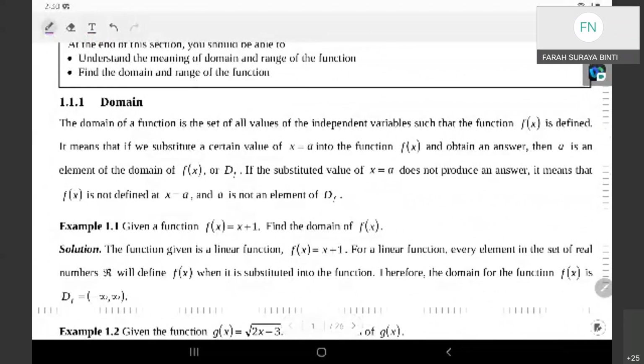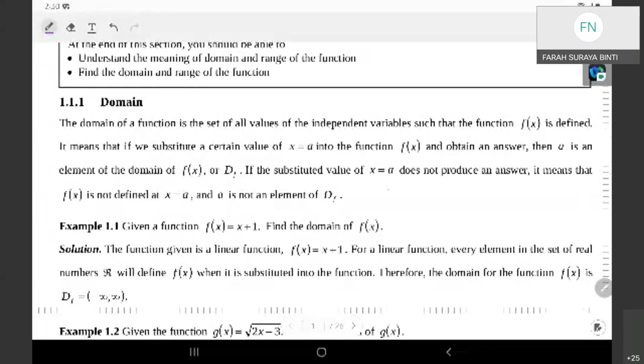The domain of a function is the set of all values of the independent variable. Tadi saya dah cakap domain tadi adalah set of the independent variables such that the function f of x is defined. It means that if we substitute a certain value of x into a function and we can obtain any answer, then the value is an element of the domain.